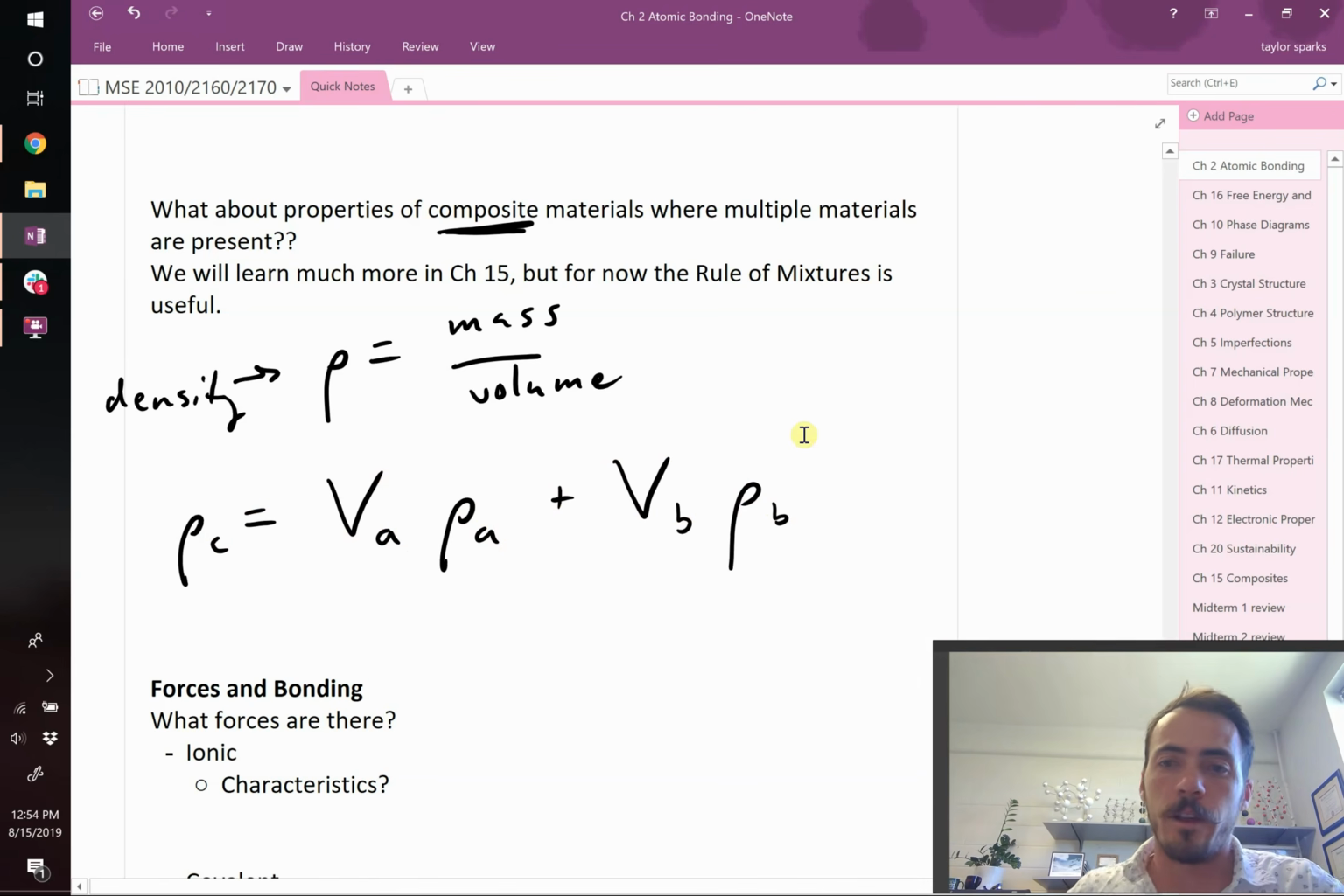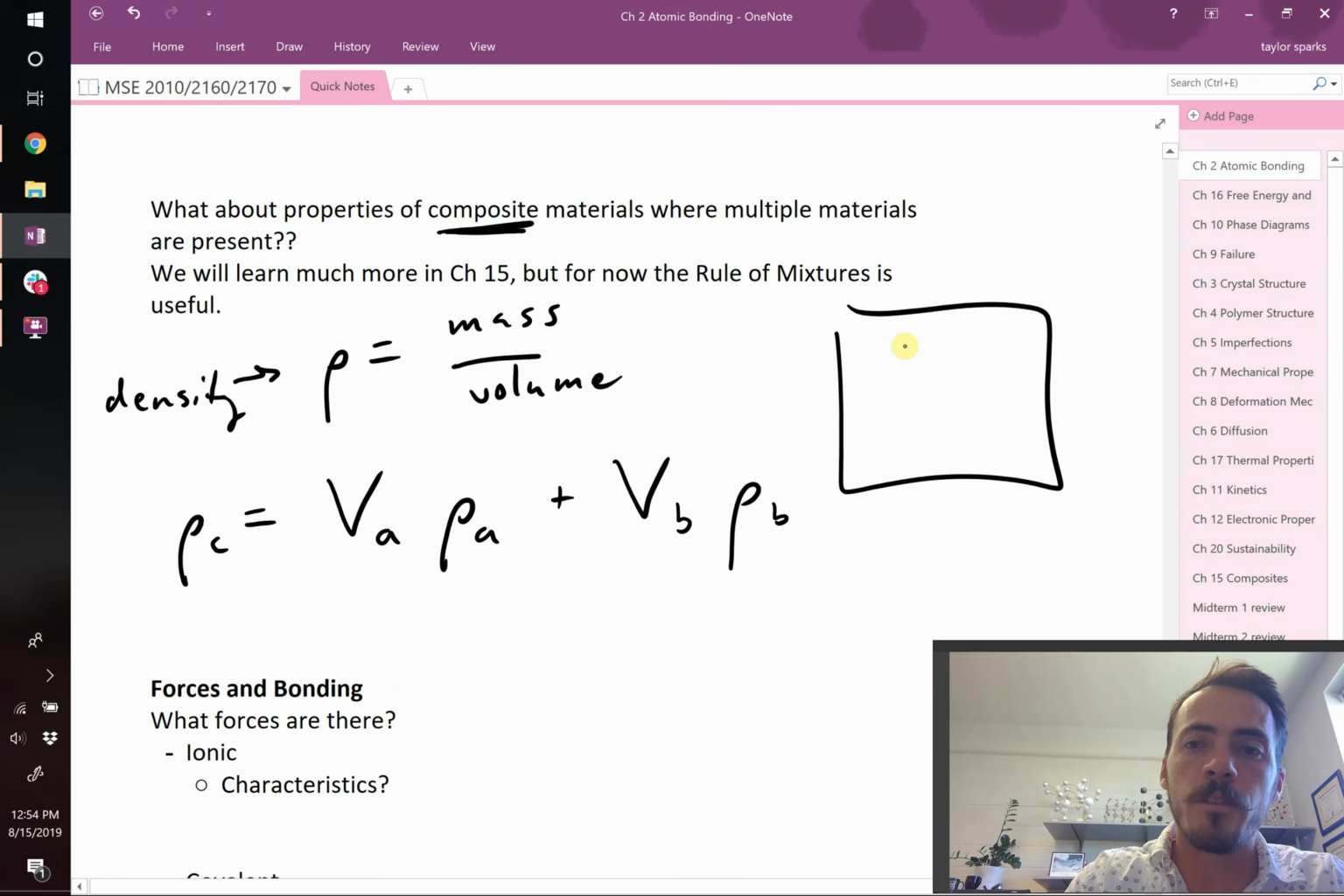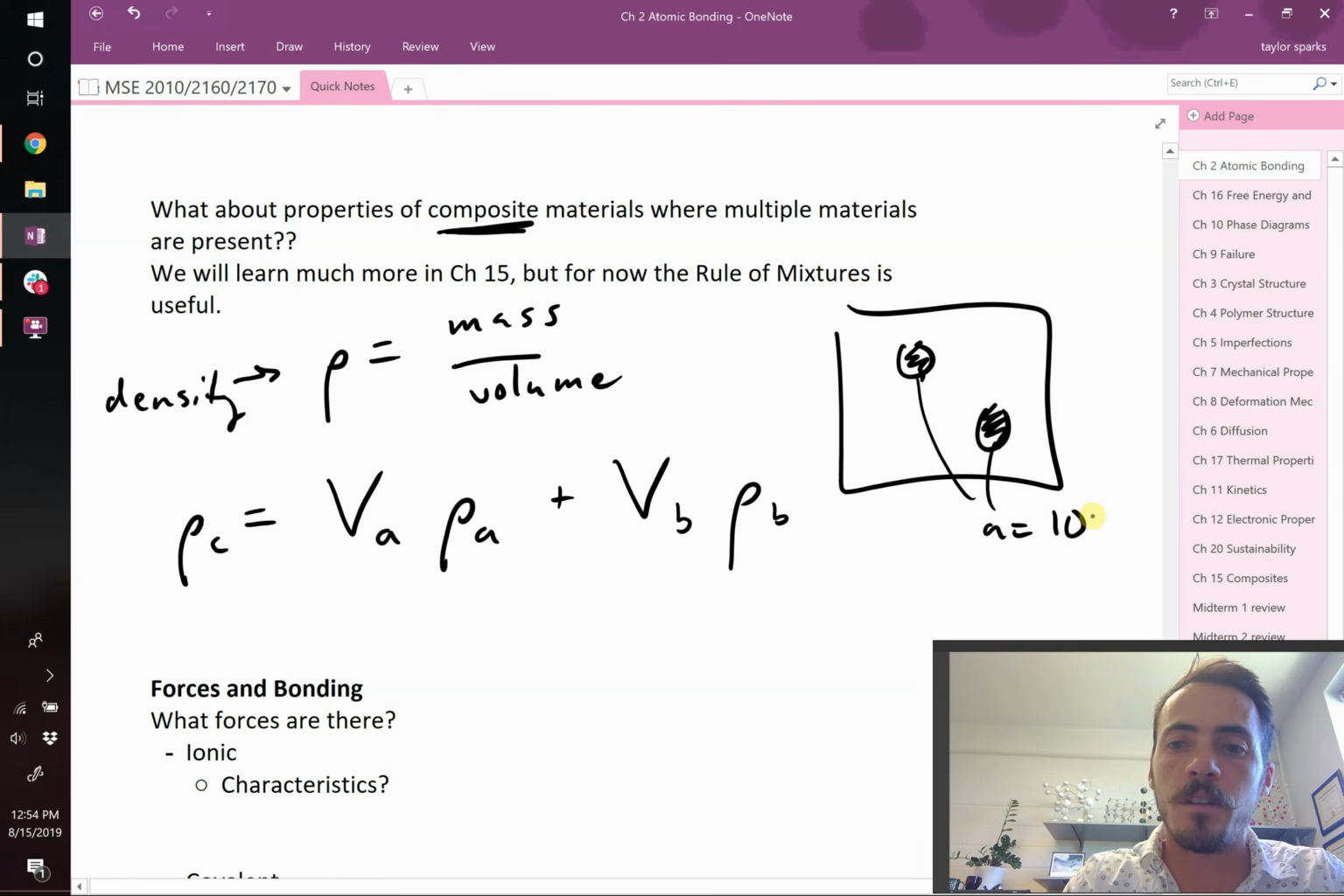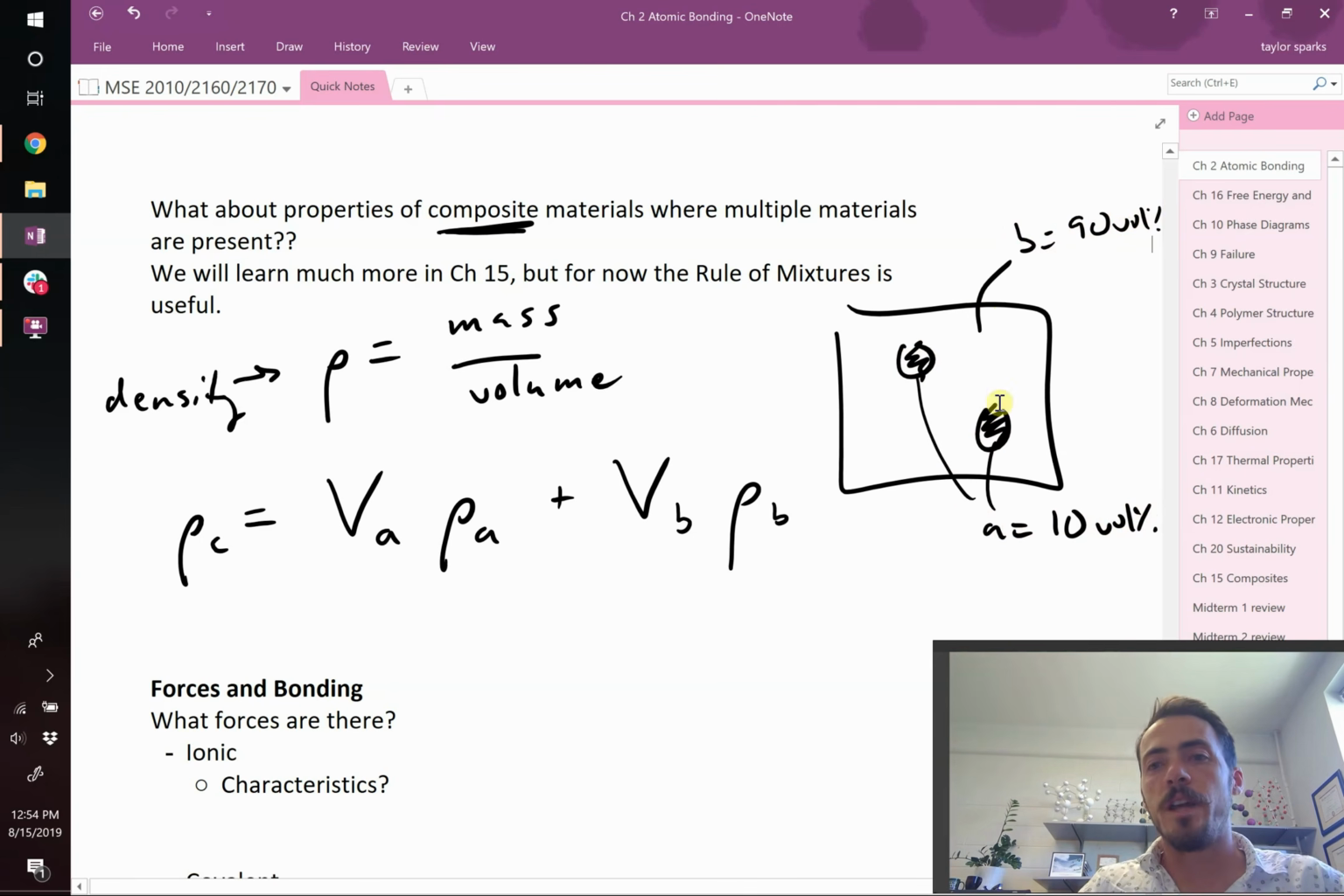So if you have, this is your whole material, and phase A makes up maybe 10 volume percent, and then phase B is 90 volume percent. If you know the density of A and B, then you could estimate what the overall density is, okay?